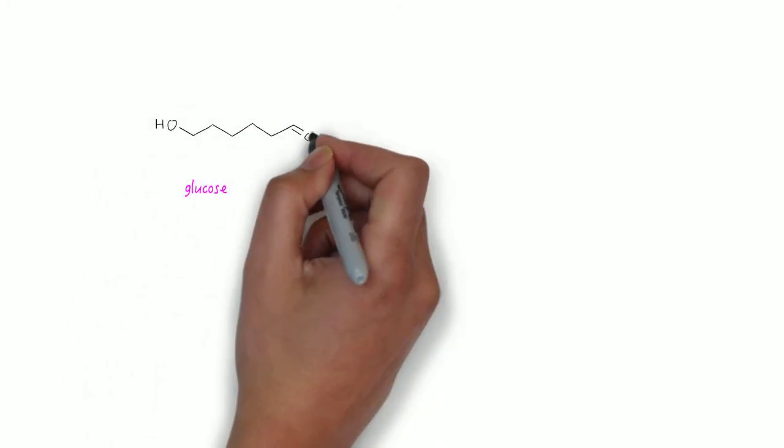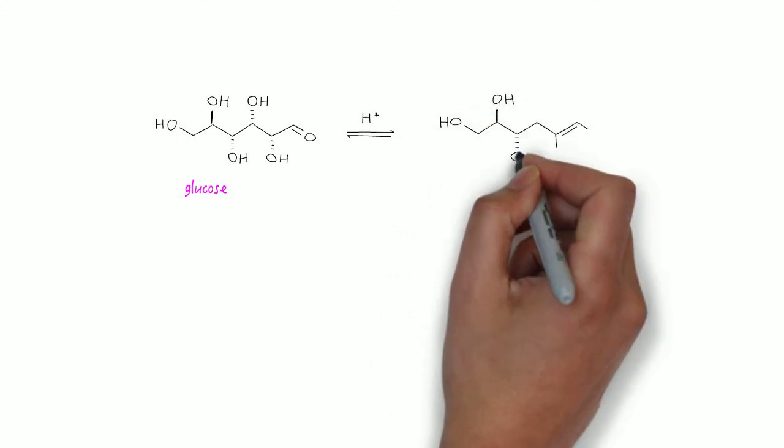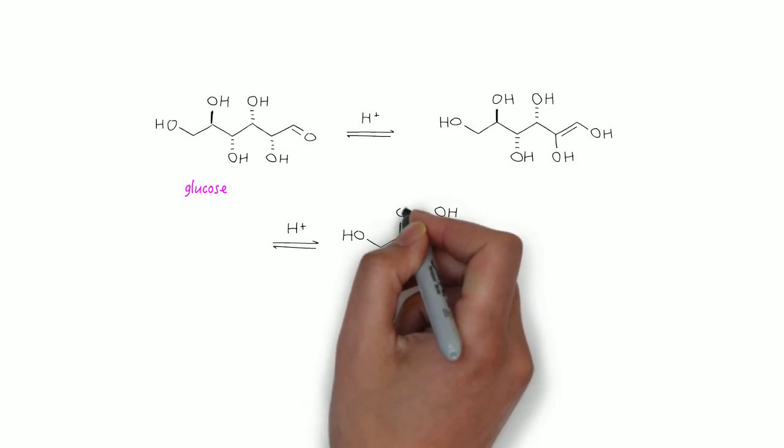In glucose, if we form an enol, then protonate on the C1, that shifts the carbonyl over to the second position and we form fructose.